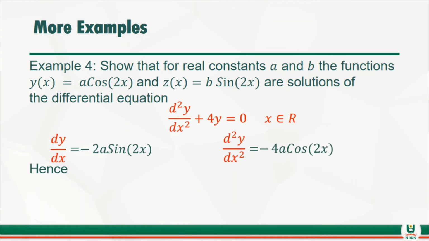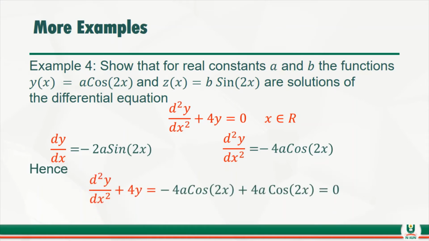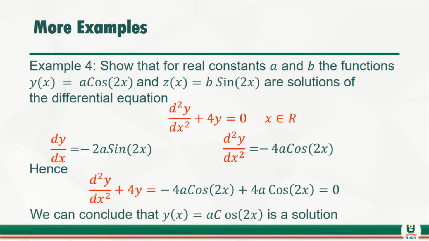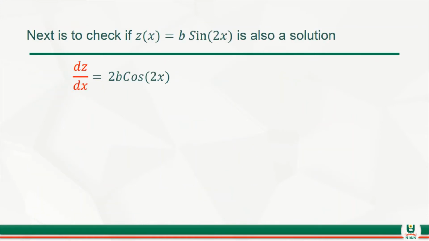If you proceed again and differentiate the second time, you will see that you have -4a cos 2x. So let's substitute everything back into the problem. This is my second derivative, and this is 4 multiplied by y. Do you notice that it is equal to 0? What does that mean? It means that a cos 2x is a solution to the problem. So we can't stop there.